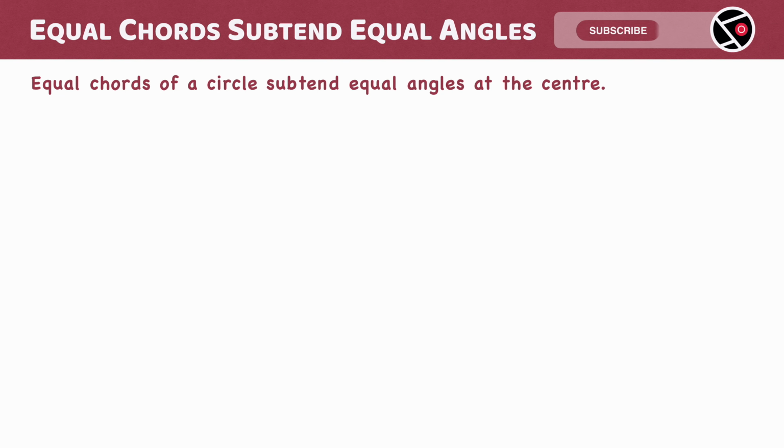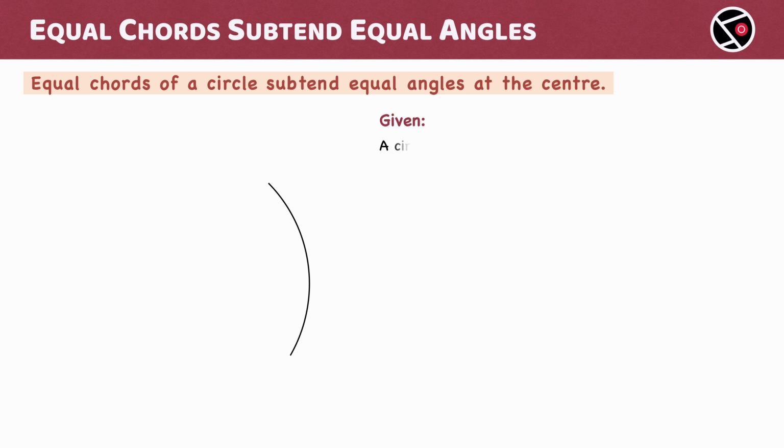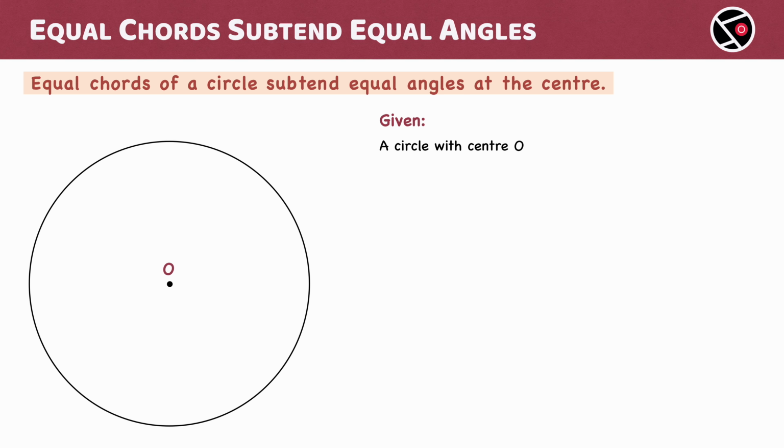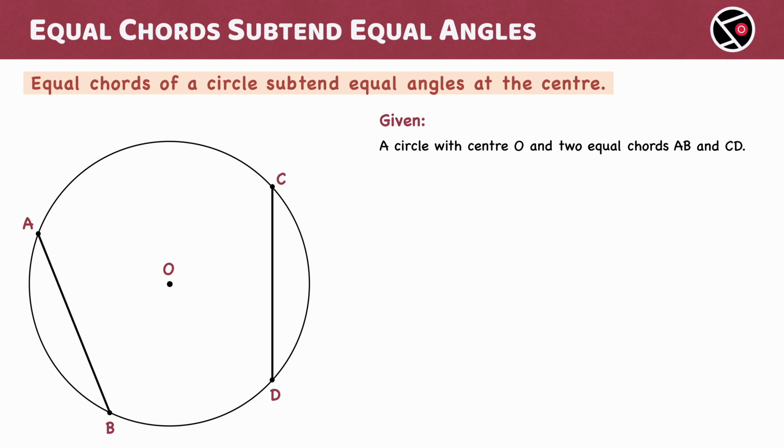In this lesson, we'll prove that equal chords of a circle subtend equal angles at the center of the circle. So, what do we have? We have a circle with center O and two equal chords, AB and CD. AB equals CD. We need to prove that angle AOB equals angle COD.